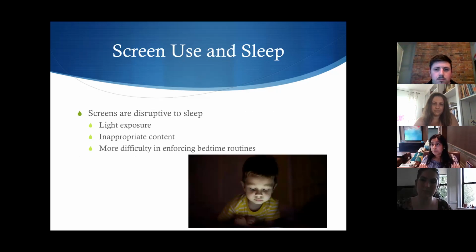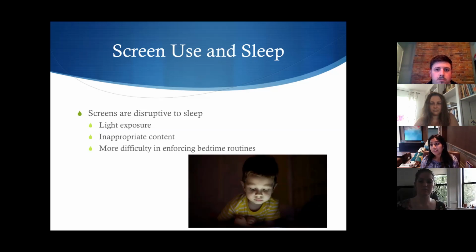The other thing you should be mindful of is the content of what children are watching before they go to sleep. If they're watching something very exciting, or perhaps something violent, or perhaps something scary, all of these things can impact the quality of that child's sleep that night. So it's important to think about what they're being exposed to before they go to sleep.